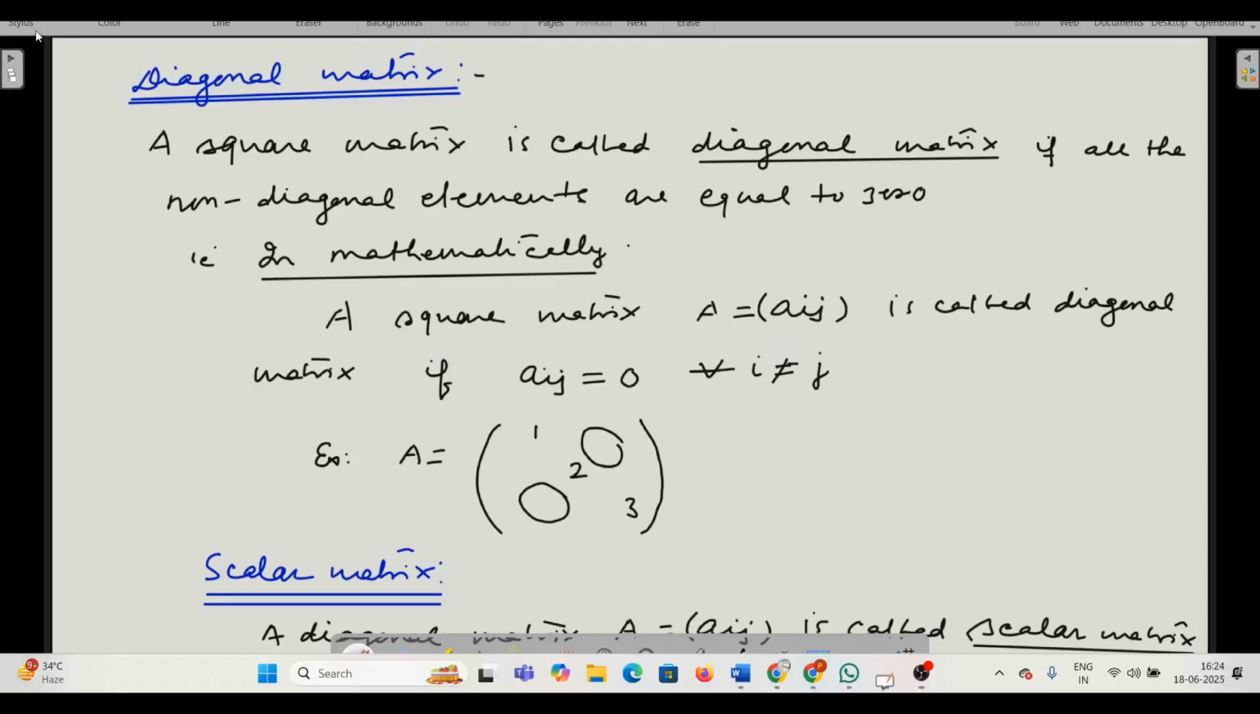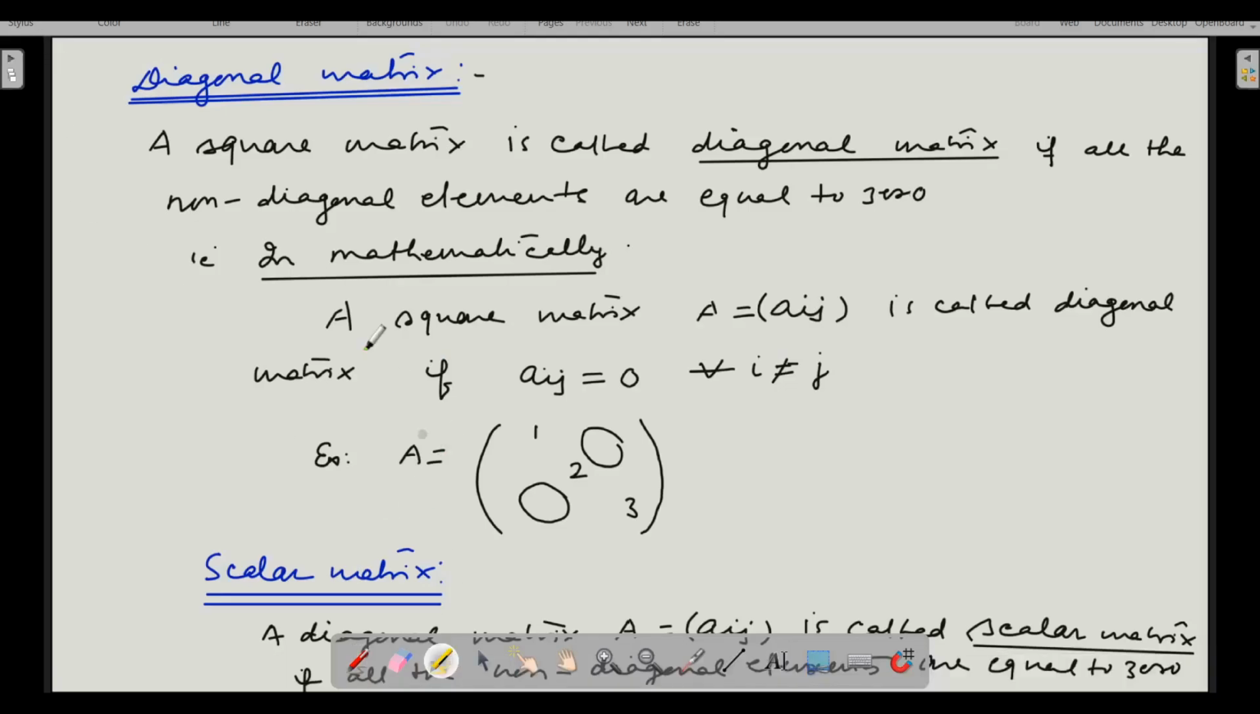Let's move on towards our next topic of discussion today, that is matrices, lecture 2. So we will start our discussion with diagonal matrix. So what is a diagonal matrix?